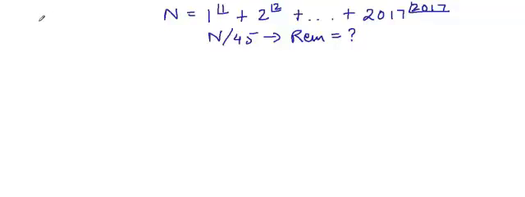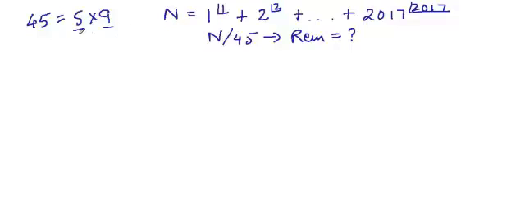So if we check first of all, 45 is equal to 5 into 9. This is pretty obvious that we need to check the remainder under 5 and under 9, and we have to combine the remainders. There is a direct approach, but I believe that would be a little lengthier. So this is a shorter method.